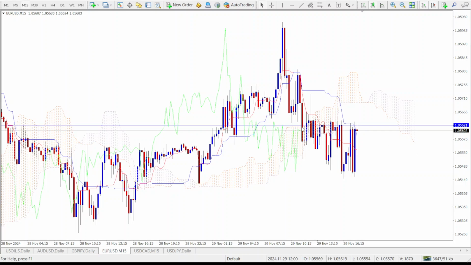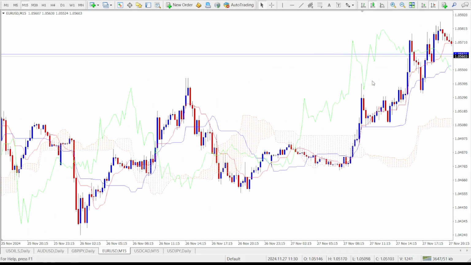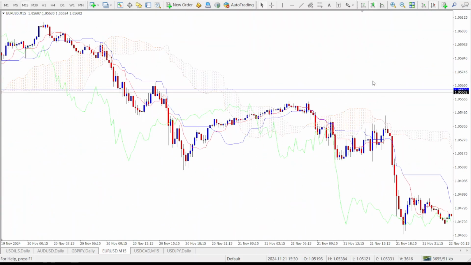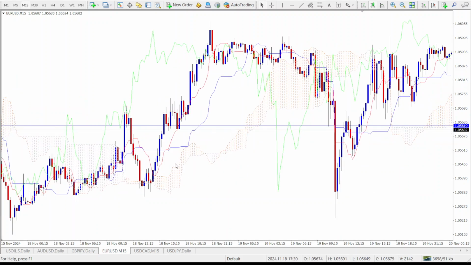Now, if the price is above Senkou Span A and continues to stay above it, this reinforces the idea that the trend will continue upward. Let's just go back a bit and see. You can see that whenever we have the price above the Senkou Span A, Senkou Span A acts as dynamic support and resistance as well.